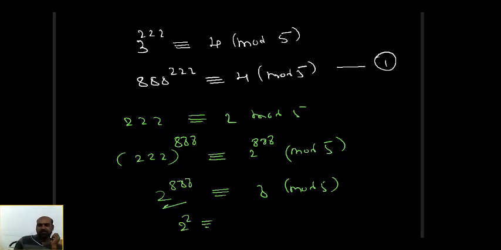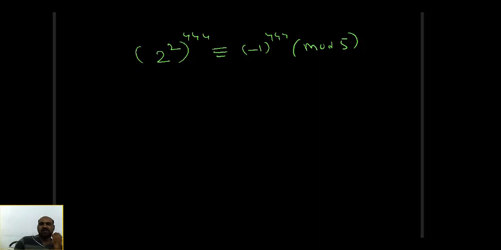2 square is congruent to minus 1 modulo 5, obviously. So raising to the power 4, 2 square power 4 is congruent to minus 1 power 4 modulo 5. So what I can say, students, is that 2 power 8 is congruent to 1 modulo 5.